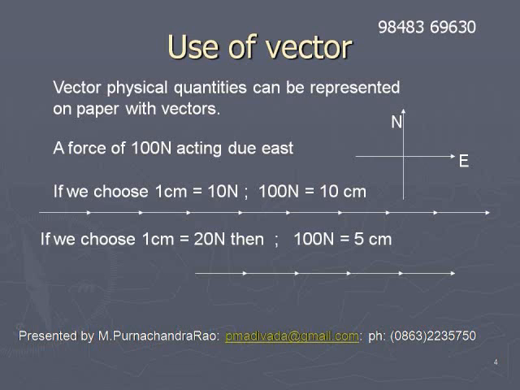Instead of taking 1 centimeter as 10 newtons, we can choose 1 centimeter equal to 20 newtons. Then the length of the vector becomes 5 centimeters. Now construct a vector of 5 centimeters. Actually, one direction is sufficient, but to have an understanding of 5 centimeters, I have constructed 5 vectors. If you choose 100 newtons as 1 centimeter, then we can represent 100 newtons by a vector of 1 centimeter. So it depends on the choice of the scale which we choose. The length of the vector depends on our choice. So we can represent the force of 100 newtons with a vector of any length.